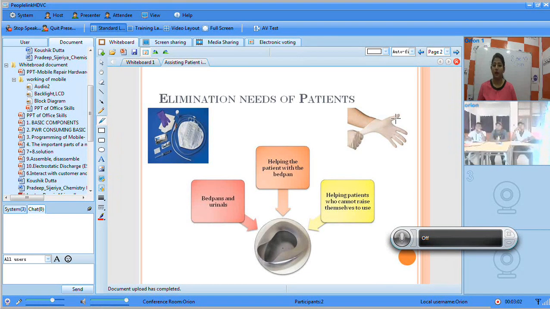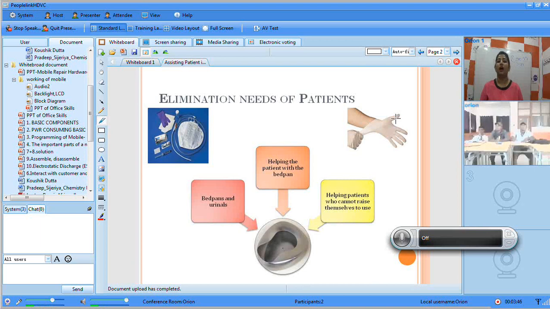The elimination of a patient is of two types. First is liquid, second is solid. The liquid elimination is the urination process. The solid elimination of a person is the defecation process. Now, in urination, if you are going to help the patient urinate, you have to take the patient to the bathroom and help that patient in the process.